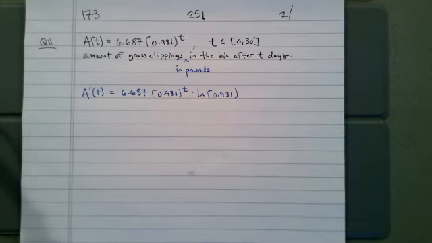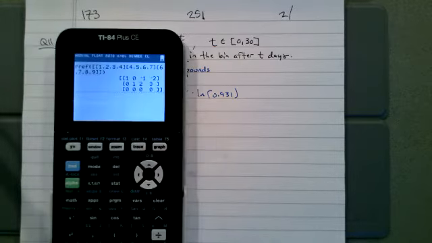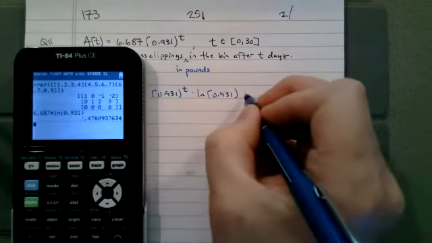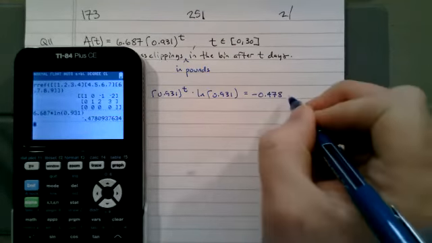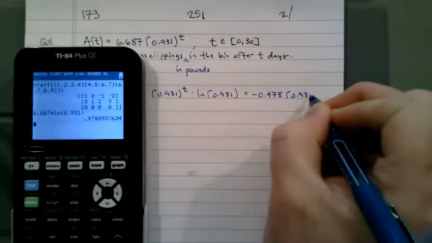The reason that the derivative of e to the x is e to the x is that the natural log of e is equal to 1. So if I do 6.687 times the natural log of 0.931, we're going to get negative 0.478 times 0.931 to the t.